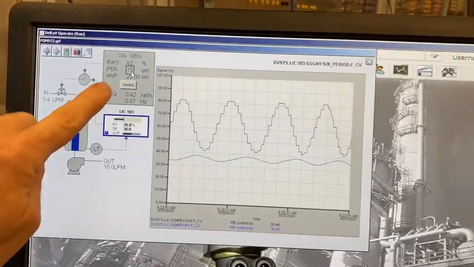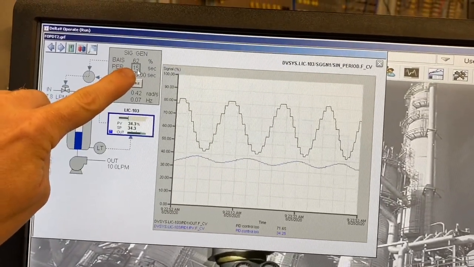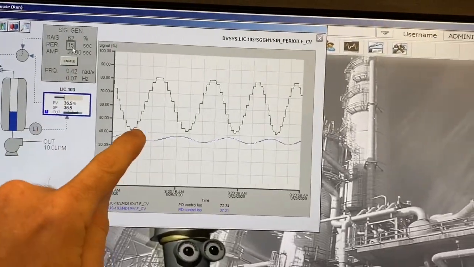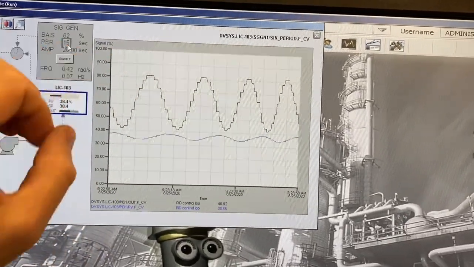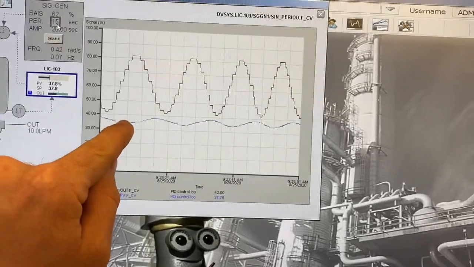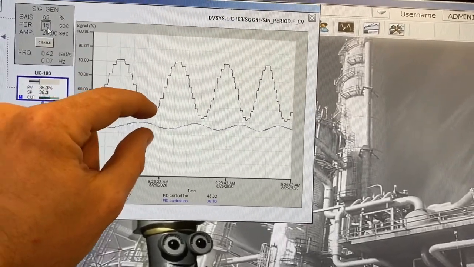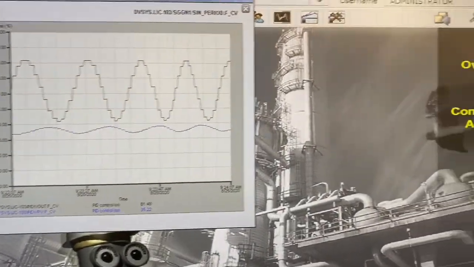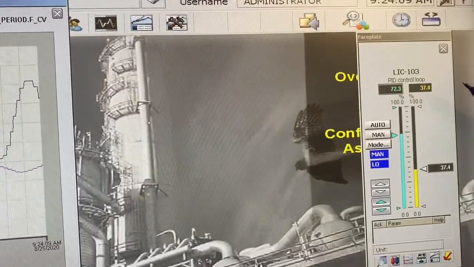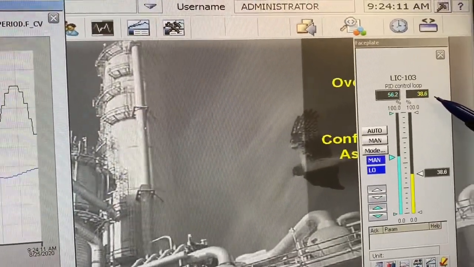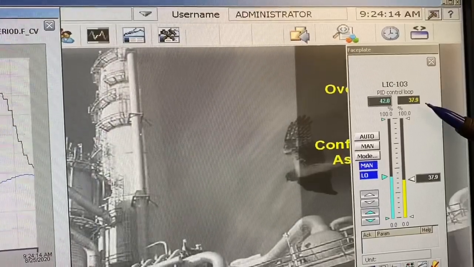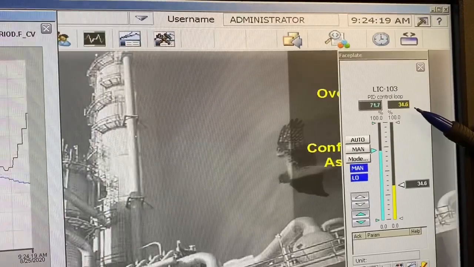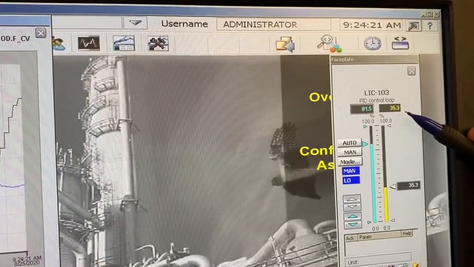All right, so I've lowered our period again to 15, and it increased our frequency to 0.42 radians. And you can see amplitude still the same going out to our valve here, but now our level, the peak to peak amplitude, is decreased even more. And we were recording about, let's watch this value here, 38.7 down to 34.6.